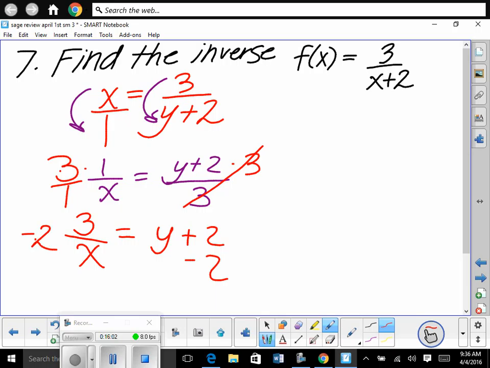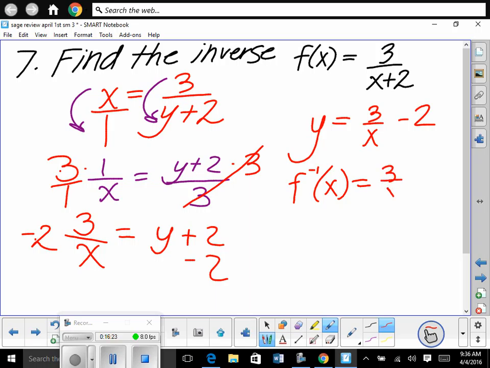So, I'm going to make sure I write this correctly. So we have y is equal to 3 over x minus 2. I'm going to put it in order. Now, we would write it as f inverse of x just because we would. That is what we found. That's like saying we found the inverse. The inverse function of f of x is 3 over x minus 2. Ding, ding, ding. Questions on that? Okay.